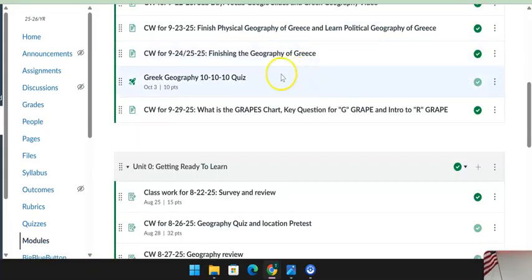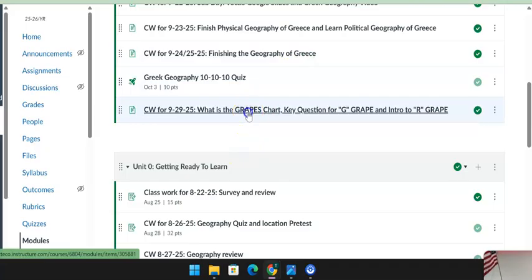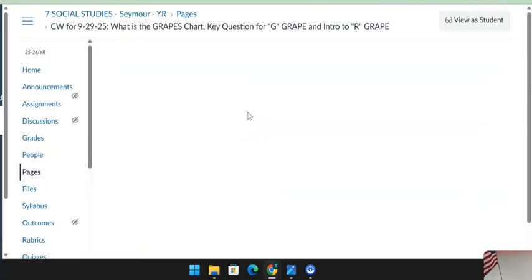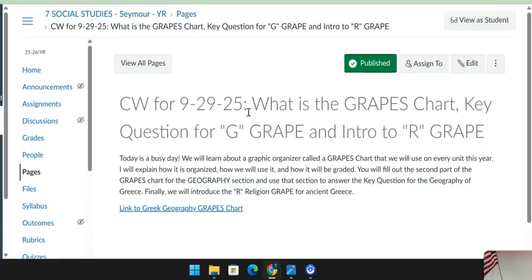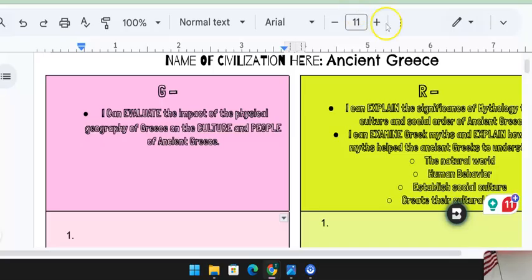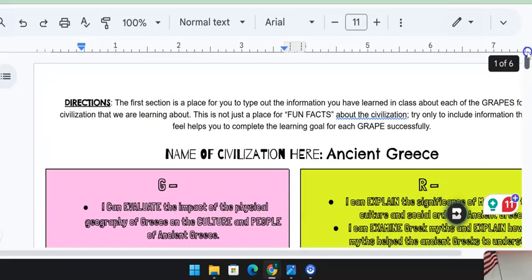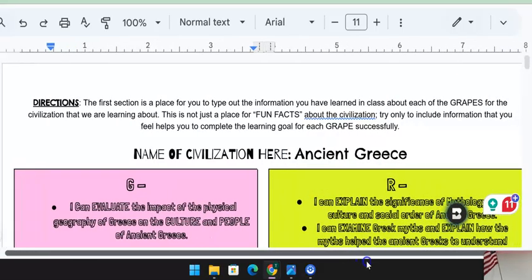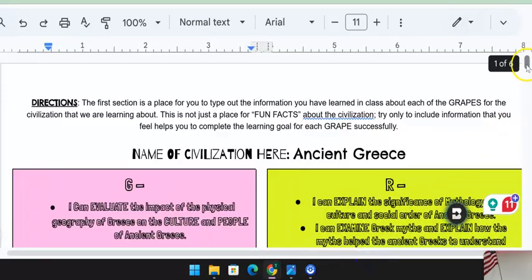So if we went to today's classwork, what is the grapes chart? I will explain what the grapes chart is, what we use it for, and how it works. Okay? So basically, the grapes chart is where we keep all of our information from our learning on the units that we are doing. Okay. So you will see that the grapes chart is broken into three sections.